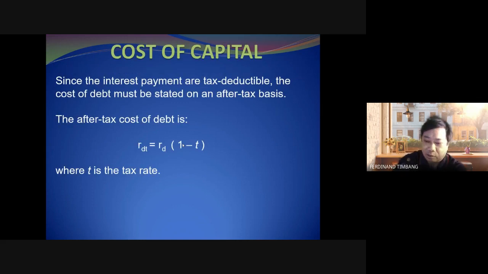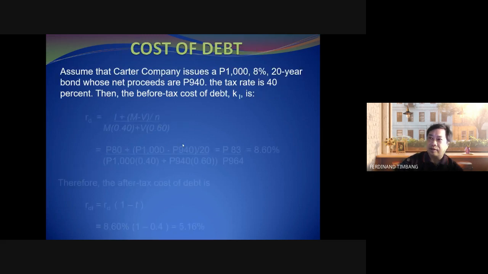Okay, so where T is the... sorry yung speaker ko nag-low bat. So anyway, yung T rito sa formula na to is the tax. So mag-example tayo.